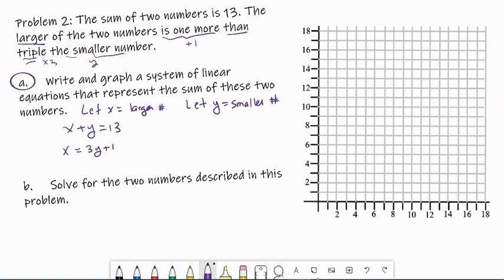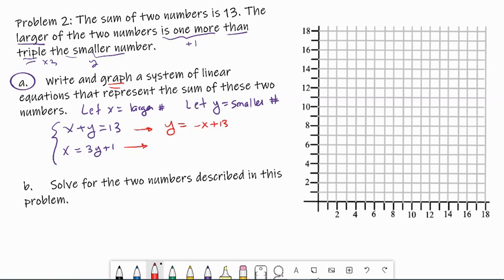Now we have our system, but to solve this by graphing, we're going to need to rewrite these equations into y equals form. So the first one is easy. We just take y equals, and we're going to subtract x to the other side, and we still have the 13. So we see our slope is -1 and our y-intercept is 13. So we can graph that.